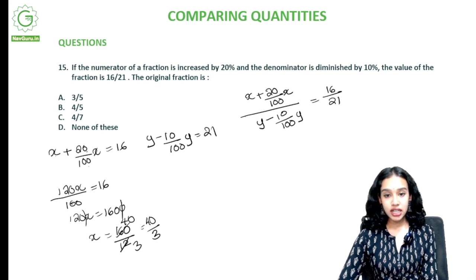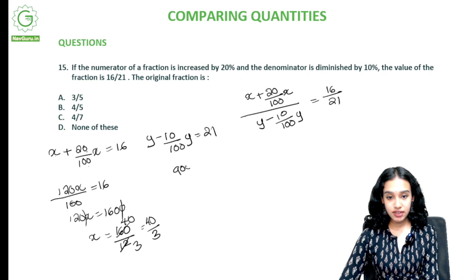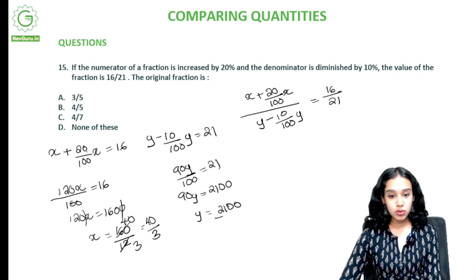So we get 100y minus 10y is 90y by 100 is equal to 21. So 90y is equal to 2100. Now y is equal to 2100 by 90. We cut this out and let's divide by 3. Here we have 3 and 70.